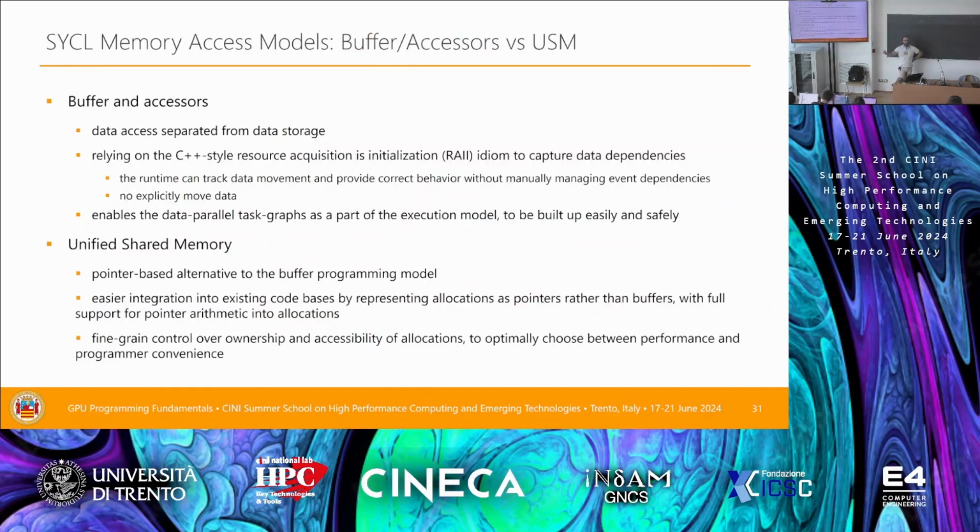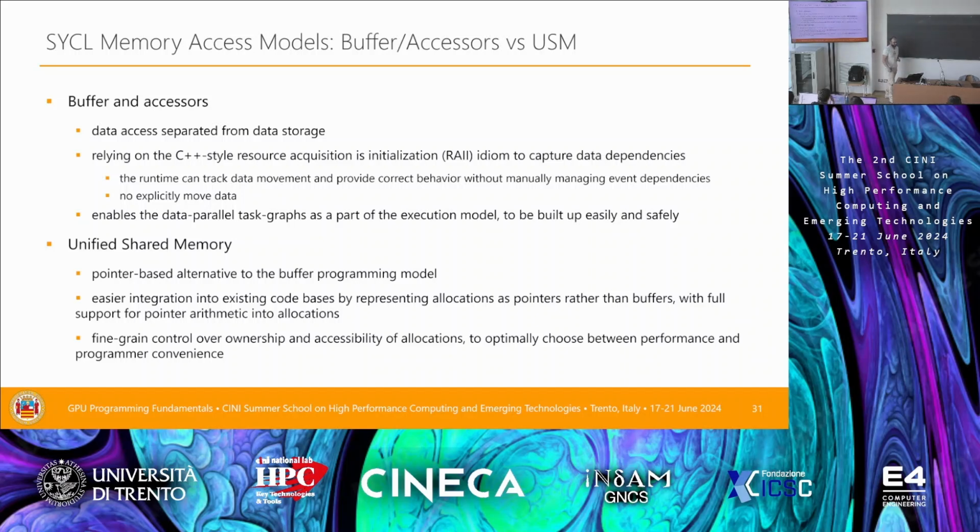I told you we are using buffer accessor, which is the high-level approach to program SYCL. There is one more way to access the data, and it is unified shared memory. Unified shared memory is closer to CUDA, to a low-level programming model. It's a little bit less flexible, but actually it's more powerful if you want to integrate a pre-existing code base, because it's a pointer-based access to the data. When you use accessor, you don't use a pointer, you use accessor, right?